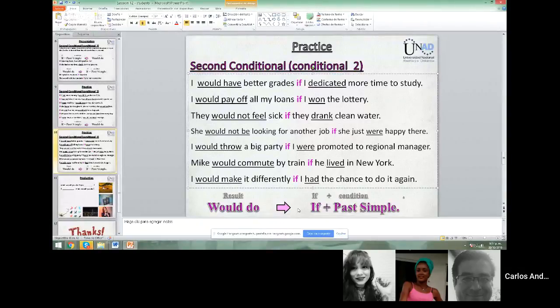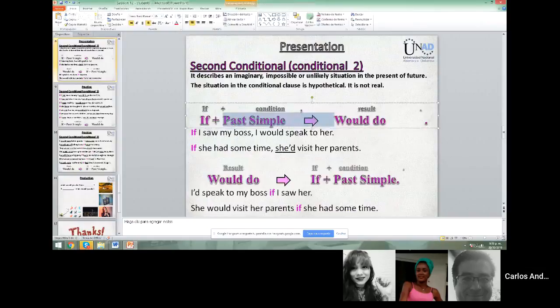But let's remember something again. When you say I had, when Felix said he lived, when Gemma said I were promoted, remember that these are hypothetical situations, but unlikely hypothetical situations. Most probably this person is not going to be promoted, not going to live in New York, and not going to have the chance again. So let's remember something very important. Even though we are using the simple past structure, we are not talking about the past.